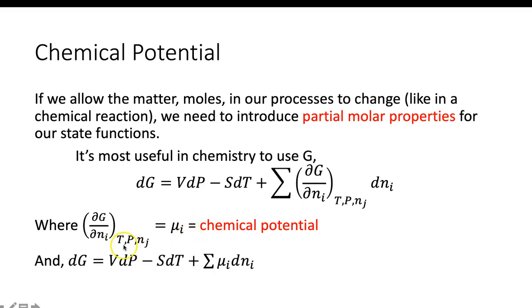So that means now, in most of the differential equations of Gibbs free energy that we see from now on, we'll have V dP minus S dT, and the sum of these chemical potentials times the change in the moles of the component.